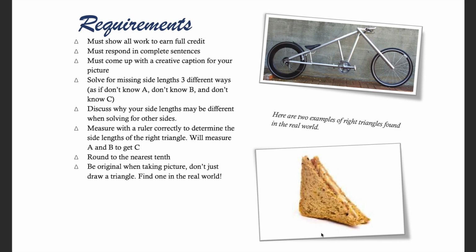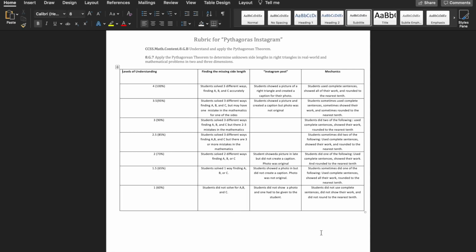So let's talk about how this is going to be graded. Here is our rubric. Okay, the way that you can get the highest possible score is if you solve for the triangle side lengths in three different ways. You show your picture of the right triangle and create a caption, and then you use complete sentences, show all your work, and round to the nearest tenth. And everything goes down from there.